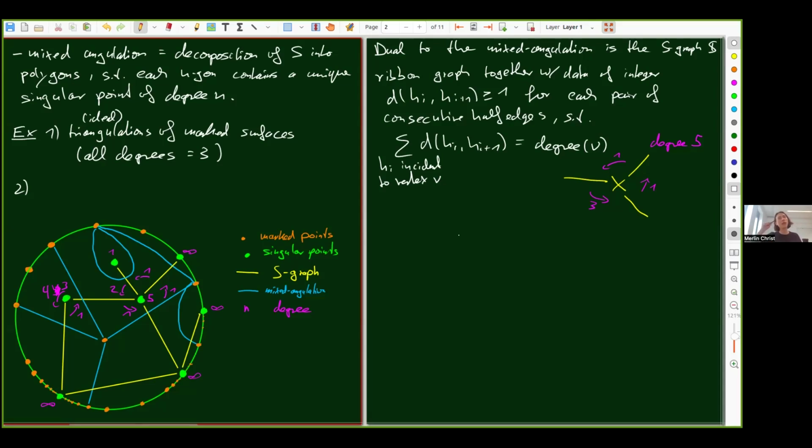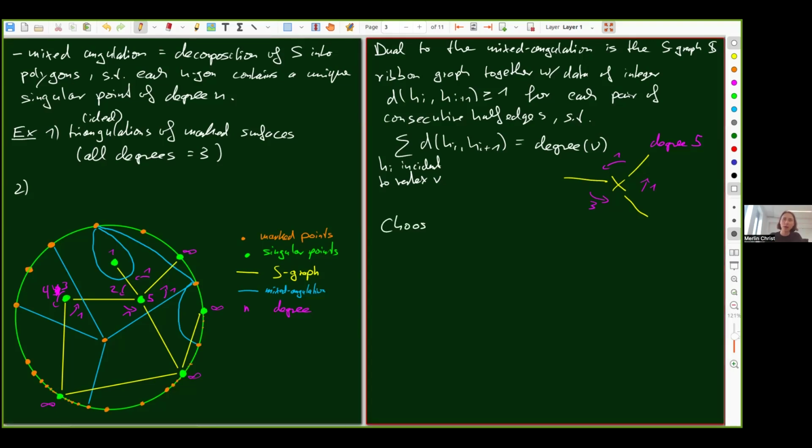Sorry, I said something wrong. The endpoints of the S graph are the singular points, not the marked points. The marked points are the endpoints of the mixed angulation. And because there's only finitely many singular points, to record all possible mixed angulations, you need the extra datum of the degrees, so that the datum of a mixed angulation is equivalent to the datum of an S graph. Anyway, maybe not the most important detail.